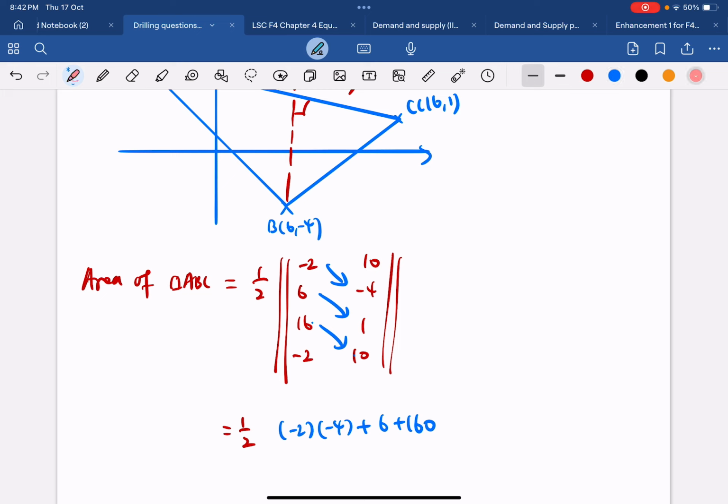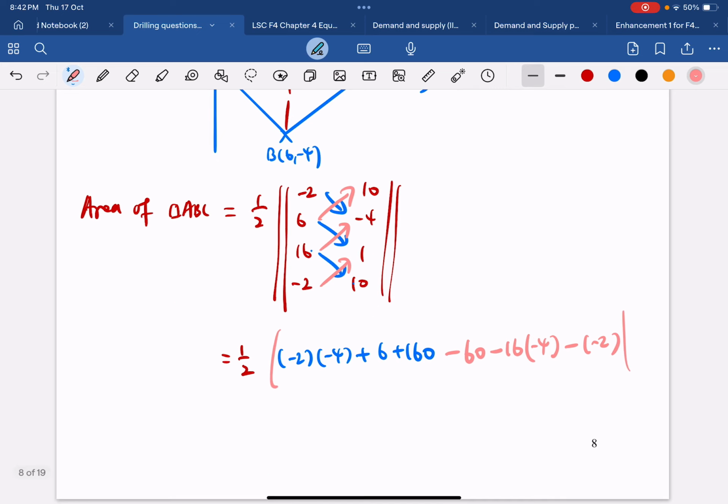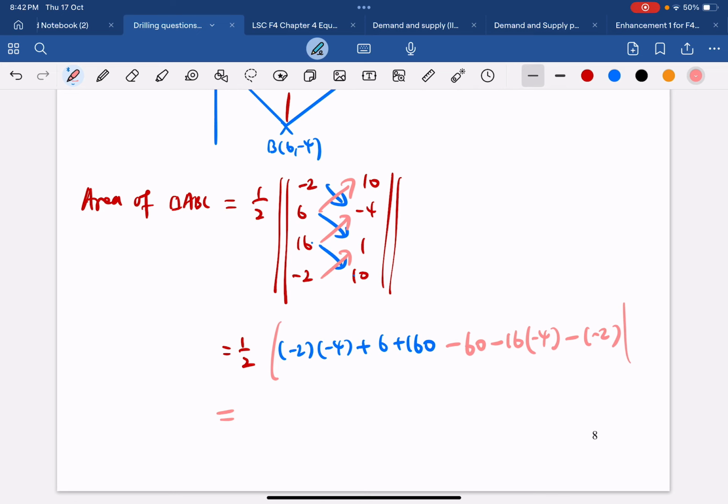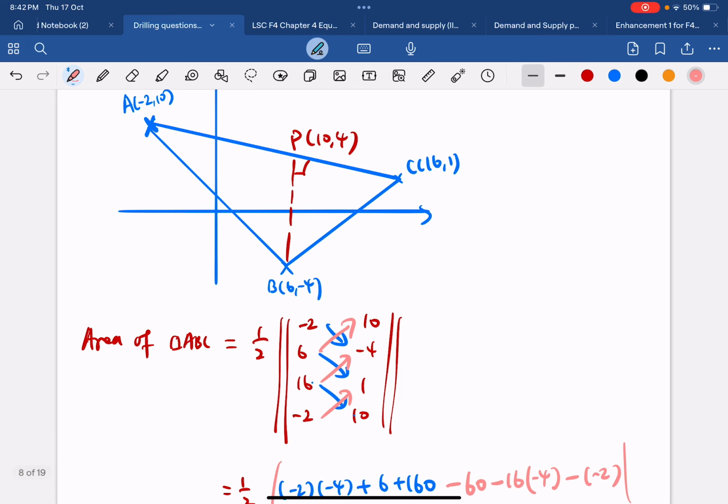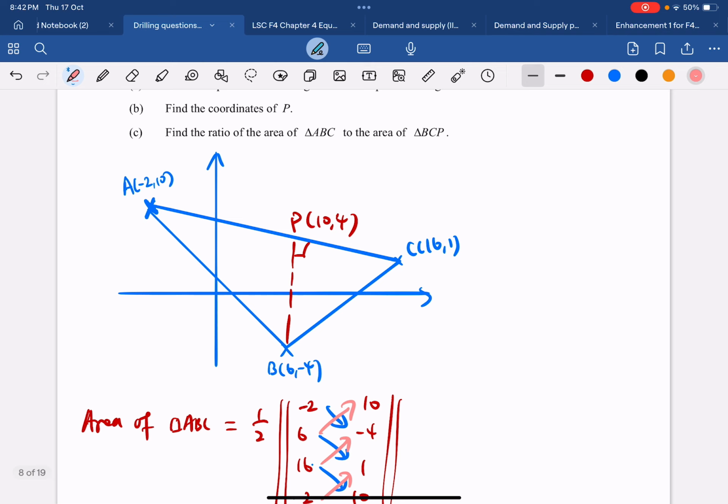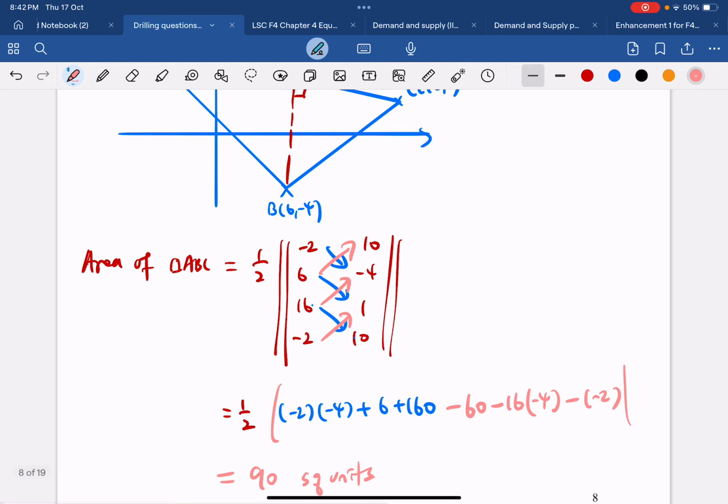And then diagonal up is minus. So minus 60, and then minus 16 times negative 4, and then minus negative 2 times 1. And take the absolute value. So let's press the calculator. So it will be 90 square units. Okay, so now repeat one more time for BCP.